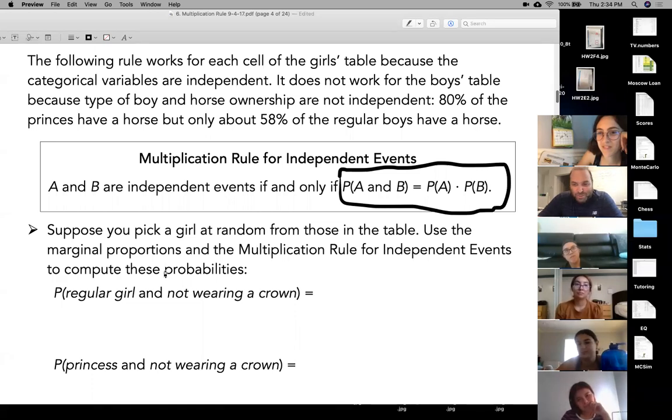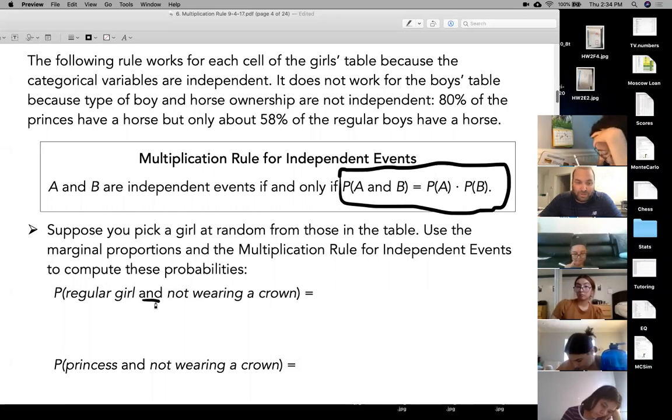Okay. So suppose you pick a girl at random from those on the table. Use the marginal proportions and the multiplication rule for independent events to compute these probabilities. We want the probability of being a regular girl and not wearing a crown. Would it be the 36%? Yes, it will be 36% because the square that pertains to regular girl not wearing crown is an "and" statement. So we want both of those to happen, and there's only one way both can happen, which is to be one of those 36 out of 100. Do we agree?